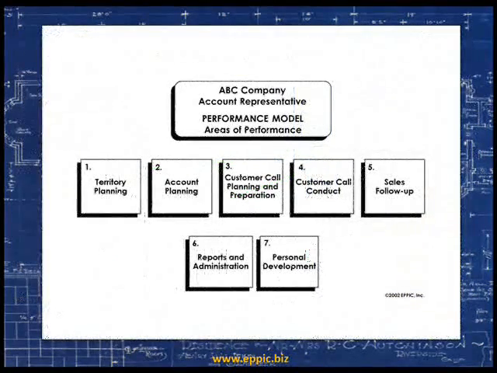This is an example of the analysis data. For a job of account representative, there may be 7 areas of performance. Areas of performance are also known as major duties, key results areas, etc. There are many names for this concept. The goal here is to configure the job into these chunks so that there are no overlaps or gaps with all the analysis details.